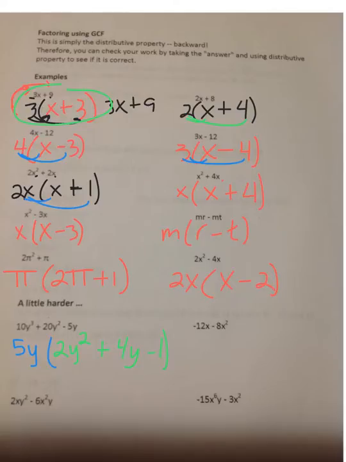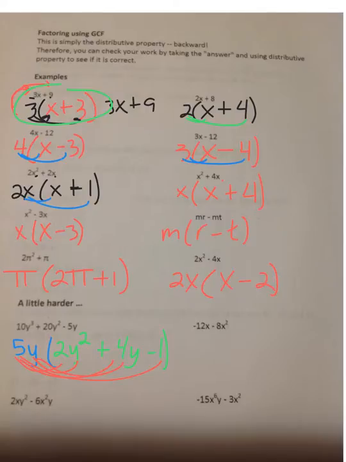It's not a bad idea just to go back and check. 5 times 2 is 10. y times y squared is y cubed. 5 times 4 is 20. y times y is y squared. 5 times negative 1 is negative 5, and just bring that y along. This is why it's important for us to make sure that we understand our rules with multiplying with these exponents.